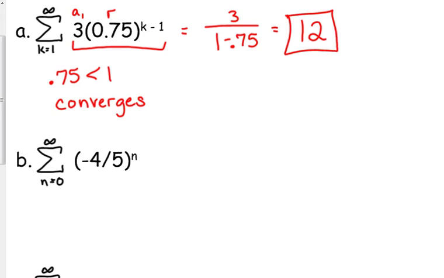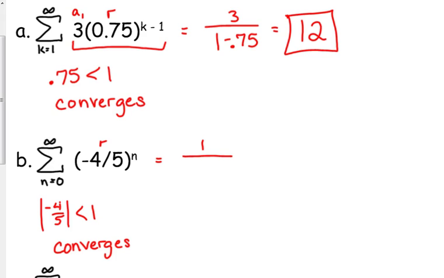Okay. Now B uses n equals 0. So it's just saying that the first term is the 0 term instead of the first term. It's still the same thing. So the common ratio is -4/5. The absolute value of that, is that less than 1? Yes, 4/5 is less than 1, so this one converges. That means we can find the sum. What's the first term? One. Okay, it is 1.